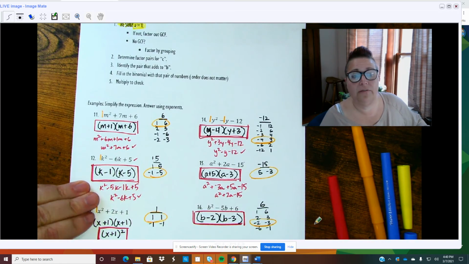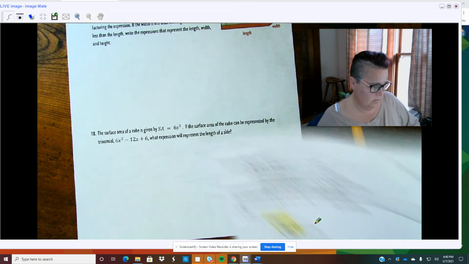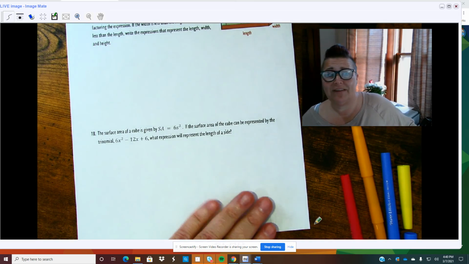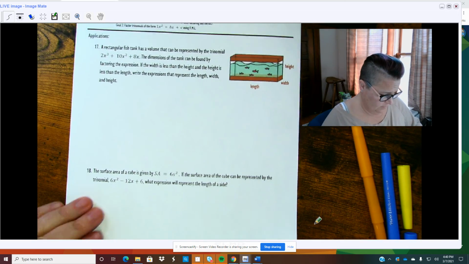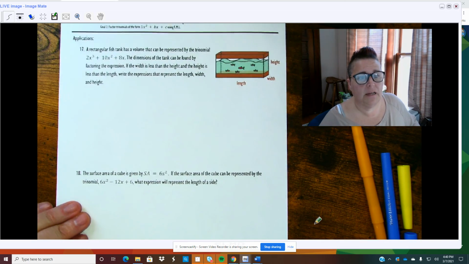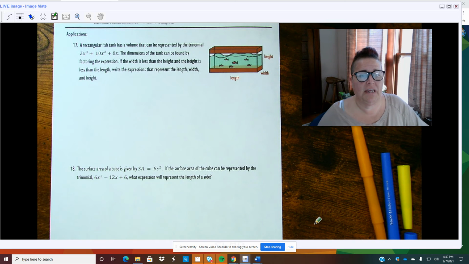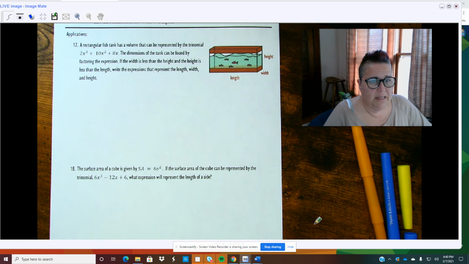All right. Are you feeling pretty confident about this? Great, because I'm going to give you some word problems. Isn't this awesome? All right, here we go. We've got a rectangular fish tank that has a volume that can be represented by the trinomial 2x cubed plus 10x squared plus 8x. The dimensions of the tank can be found by factoring this expression.